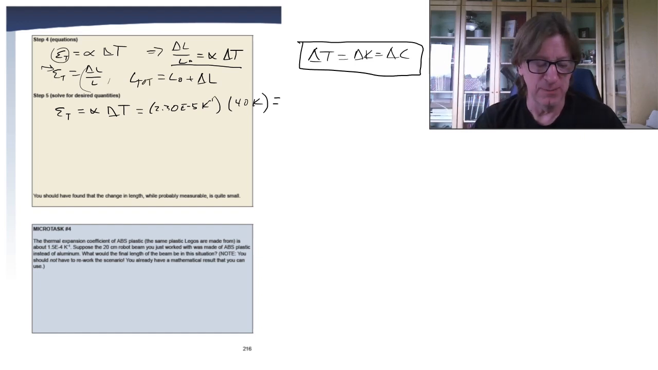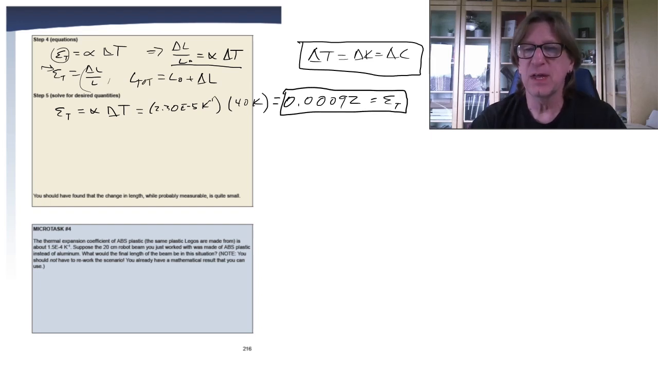So 2.3 times 10 to the minus 5 times 40 degrees, and that gives us 0.00092. And there are no units for that. There are no units at all for that. So this is the answer to my first part.